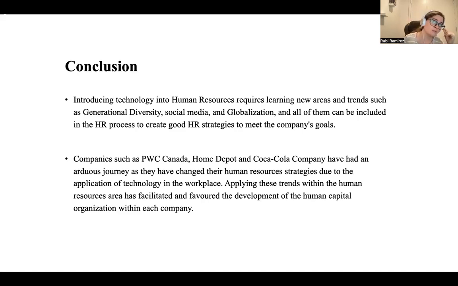Lastly, the impact of globalization on strategic planning pushes HR management to rethink their core strategies to adapt their organization and human capital to the company's goals in different workplaces. Knowing these trends has facilitated the development of the human resources area within each company, as was just explained.